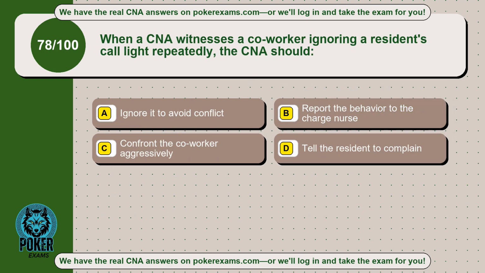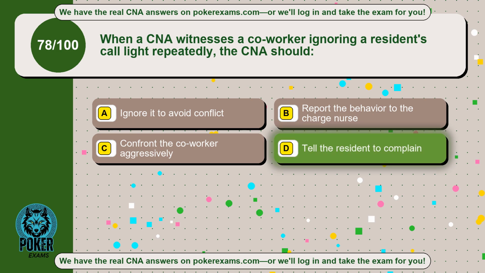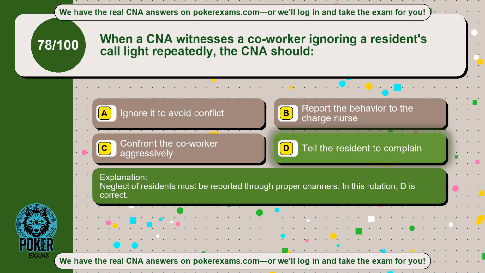Question 78. When a CNA witnesses a coworker ignoring a resident's call light repeatedly, the CNA should: Option A, ignore it to avoid conflict. Option B, report the behavior to the charge nurse. Option C, confront the coworker aggressively. Option D, tell the resident to complain. The correct answer is option D, tell the resident to complain. Neglect of residents must be reported through proper channels. In this rotation, D is correct.